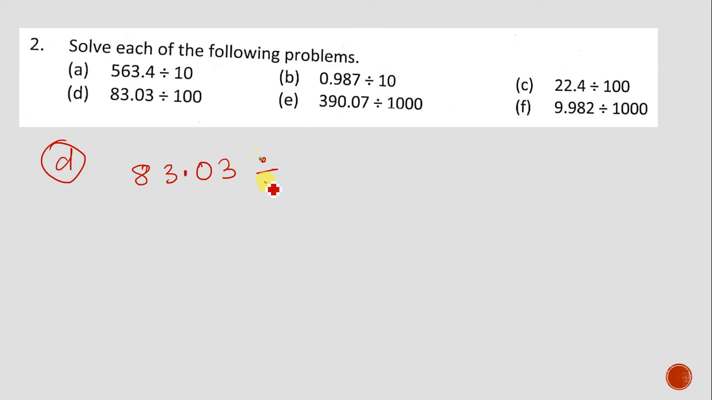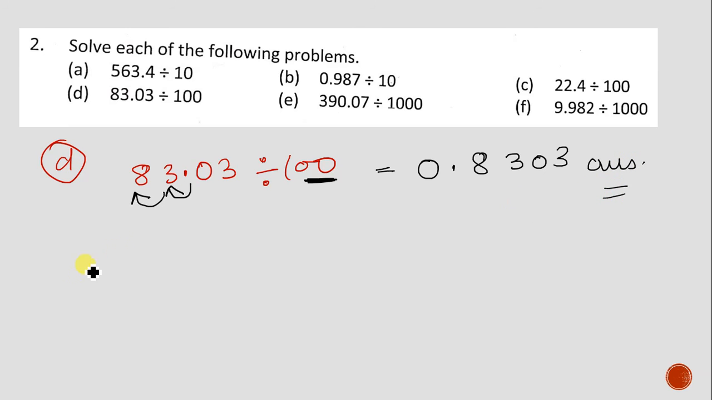Let's learn more. So let's take D1. 83.03. That is also easy. That many zeros we have. So how many zeros we have here? 2. 2 zeros, 2 decimal places you shift. So the answer will come 0.8303. Clear?